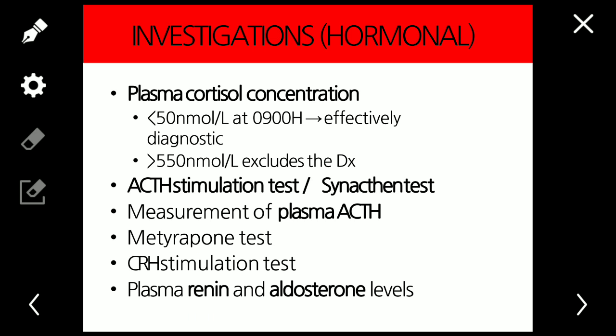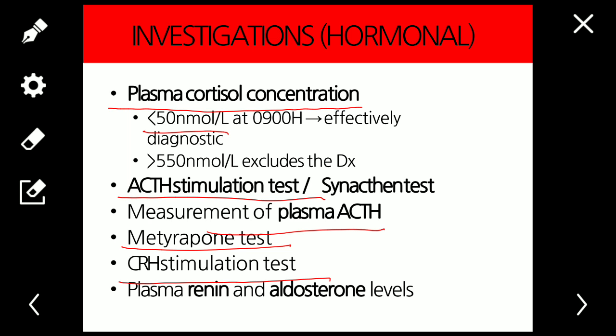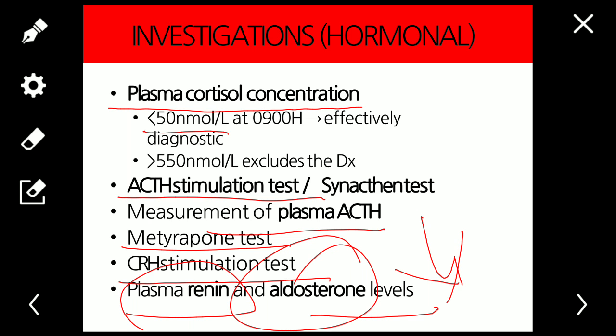Investigations in the case of adrenal insufficiency: estimation of plasma cortisol concentration. If it is less than 50 nm, then it is adrenal hypofunction. Then we have a lot of other tests for confirmation like ACTH stimulation test, measurement of plasma ACTH, Metyrapone test, CRH stimulation test, plasma renin and aldosterone levels. All these levels will be decreased in adrenal hypofunction.